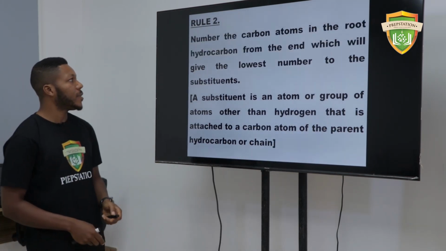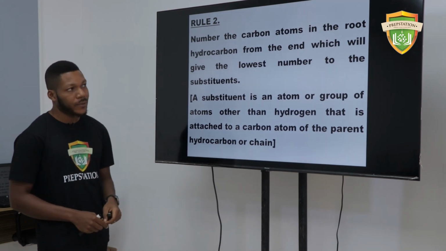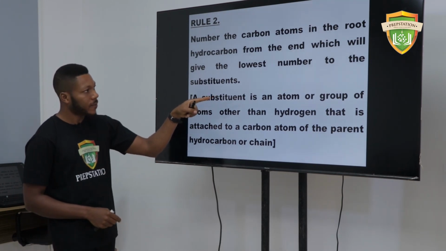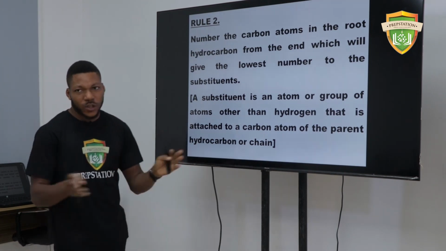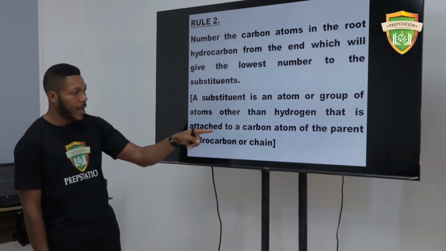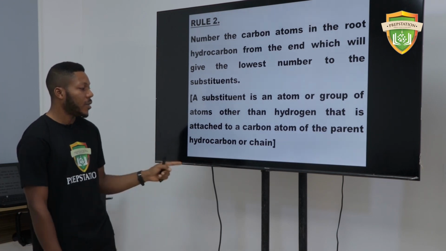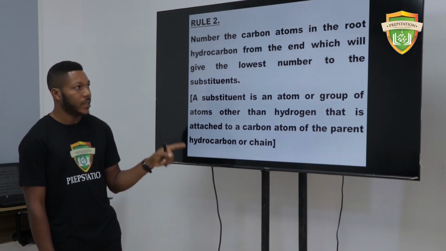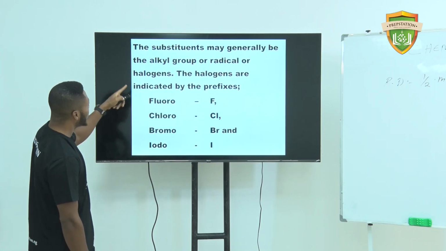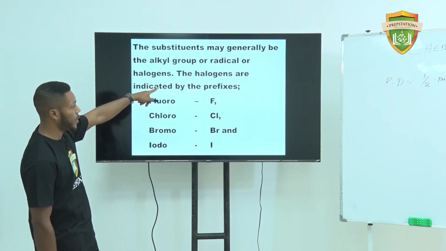Then, rule 2 says, number the carbon atoms in the root hydrocarbon from the end which will give the lowest number to the substituent. Now, what is a substituent? A substituent is an atom or group of atoms other than hydrogen that is attached to a carbon atom of the parent hydrocarbon or chain. This is rule number 2. Then rule number 3. Okay, the substituent may generally be an alkyl group or radical or halogens.